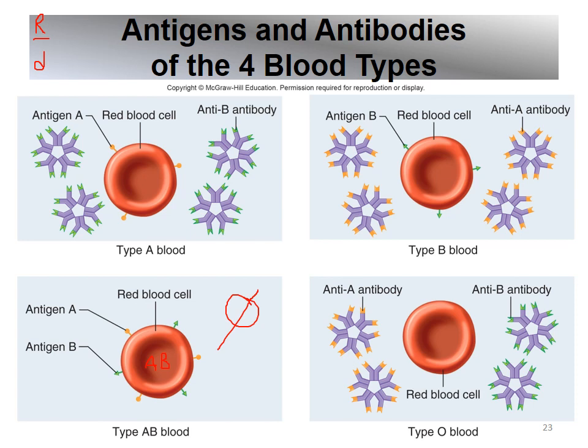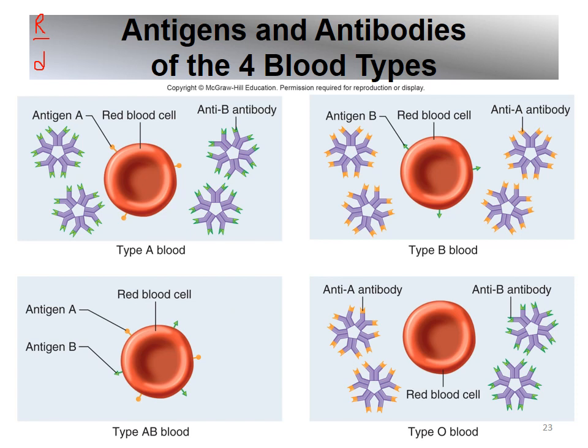So I can put A into my system because there's no antibodies. I can put B into my system because there's no antibodies. I can put O into my system because there's no antibodies. And of course, I can put AB into my system. So hopefully you see that because it has no antibodies, AB can receive blood from anyone. That is why type AB is considered the universal recipient.